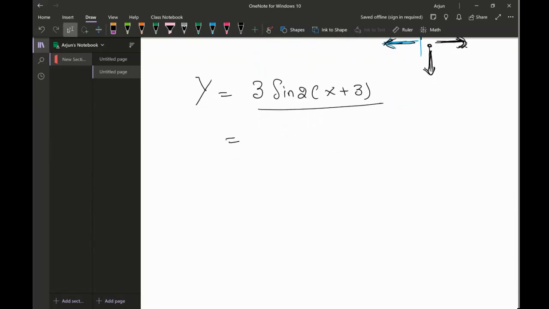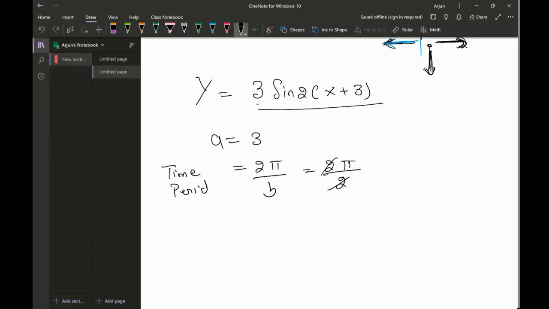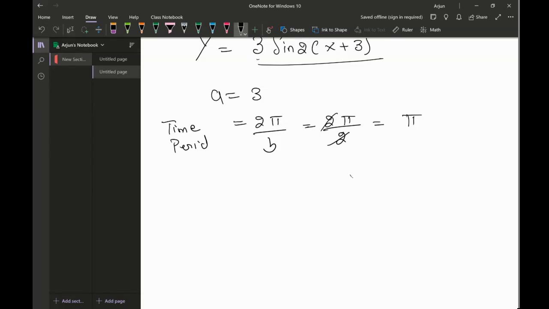What does plus 2 also do to the graph? Now this is 3, so the amplitude is 3, and then the time period will be equal to 2 pi upon b. So the time period is 2 pi upon 2 in this case, and this is equal to pi. And if I try and show these two things, so 3 sine 2x. Right now I'm just showing this thing. I'm not adding this 3 to my graph. That I will add later on.